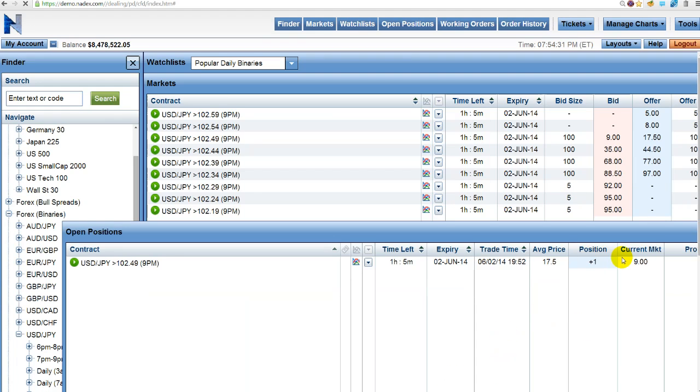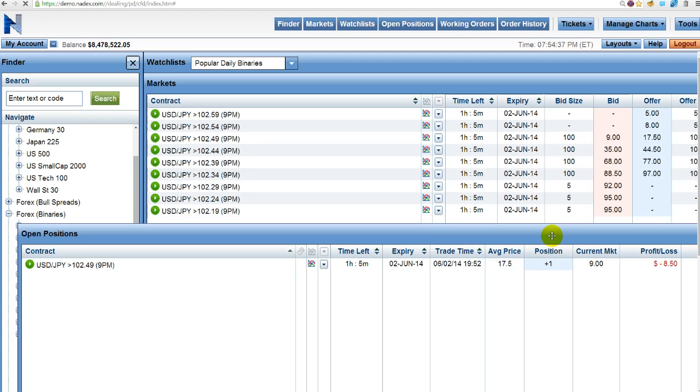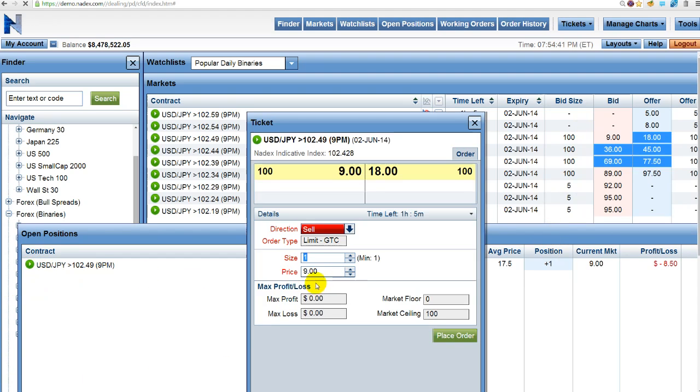Okay, so we got that contract in, we bought it for $9. That's the 102.49. So we go in there and we could set a take profit if we want to. We'll set one in there. We got in for $9, so we'll set a take profit to get out if the price gets to 18. And that'll work for us until expiration, which is at 9 o'clock.